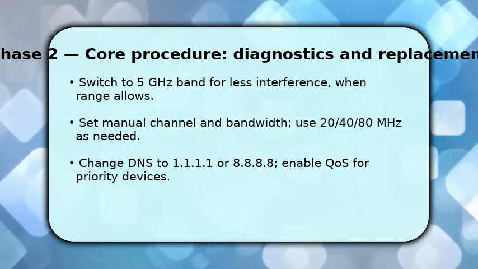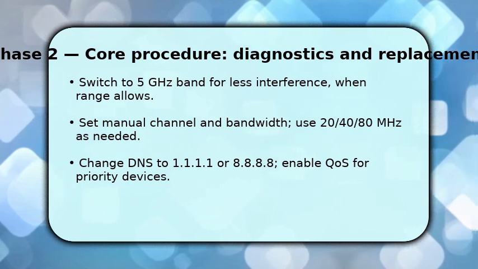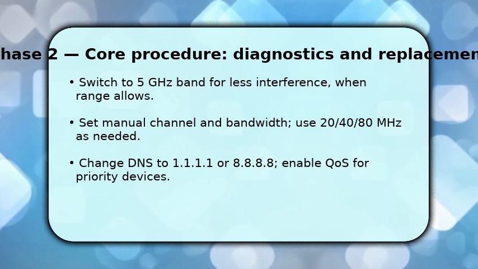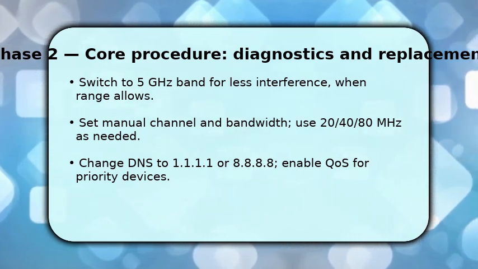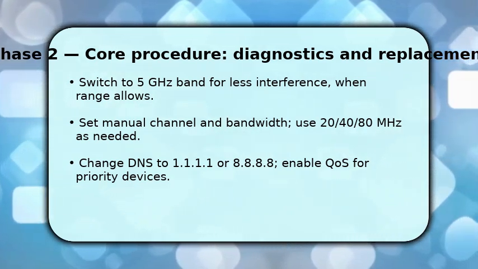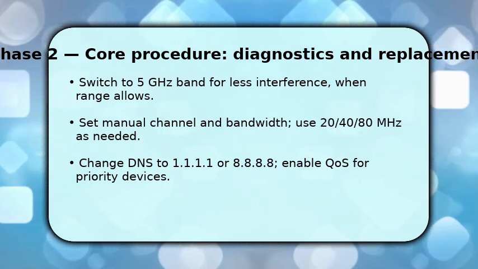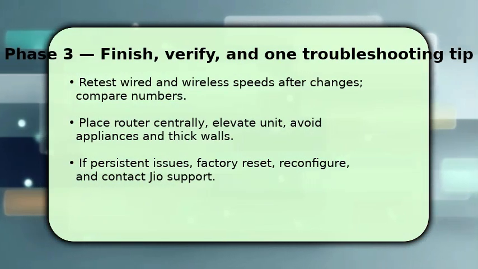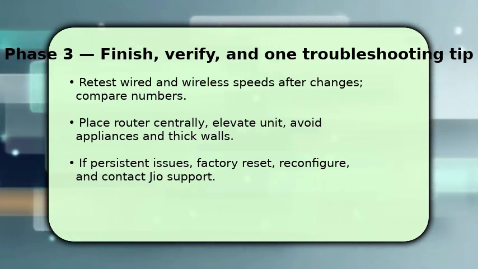Then change DNS to 1.1.1.1 or 8.8.8.8 to speed resolution. Finally, enable QoS and prioritize video or work devices so critical traffic gets first access to bandwidth. You finish by retesting both wired and wireless speeds to confirm improvements, and then compare those numbers to your plan.